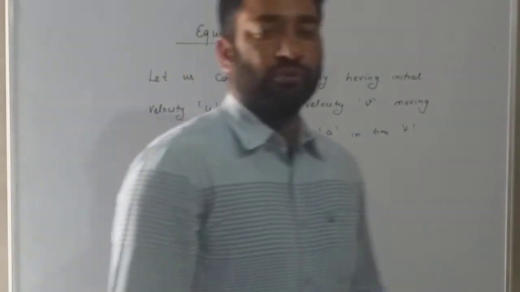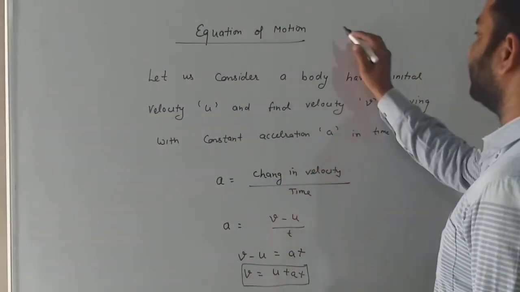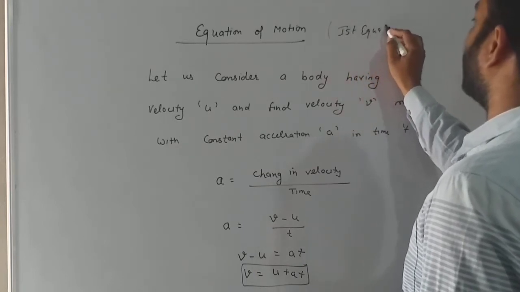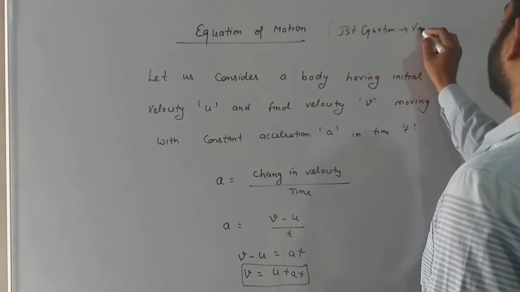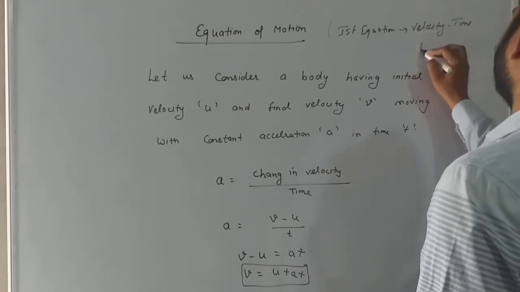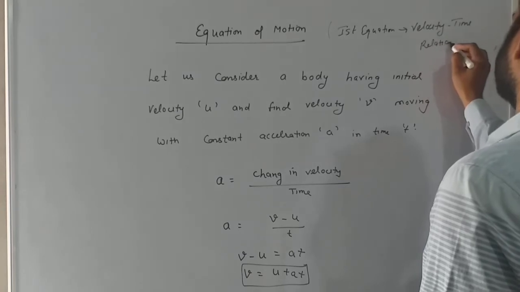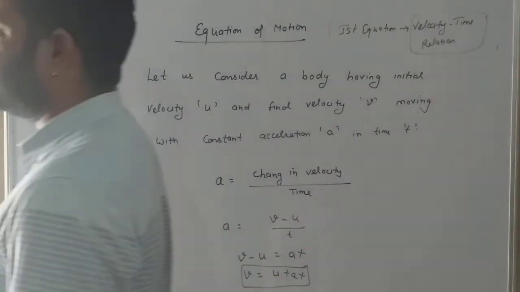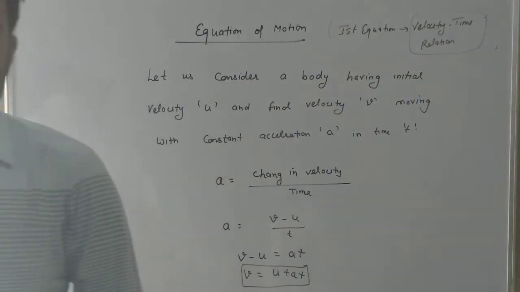V is equal to u plus at, and this equation is known as velocity time relation. This equation is known as velocity time relation. This is the first equation of motion.